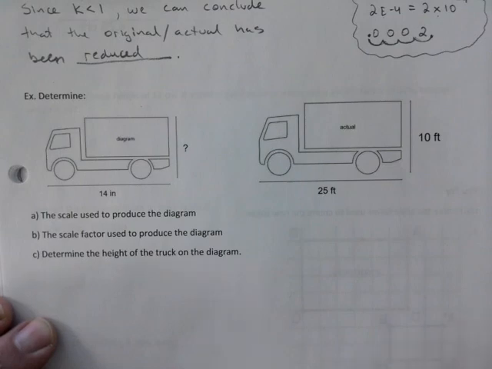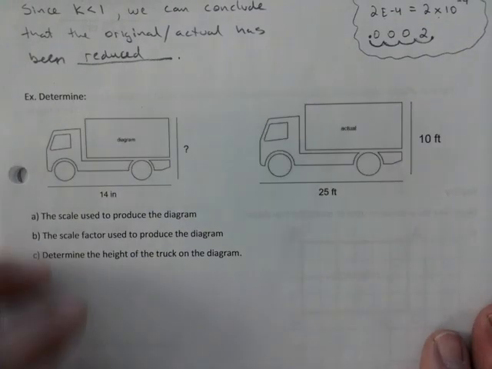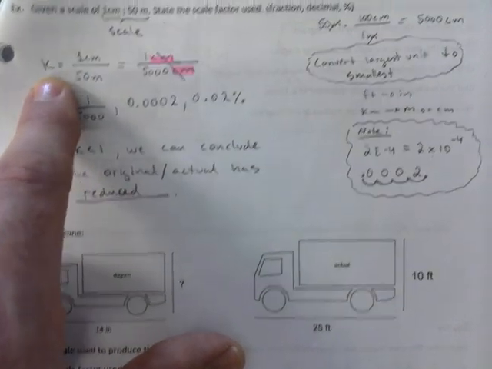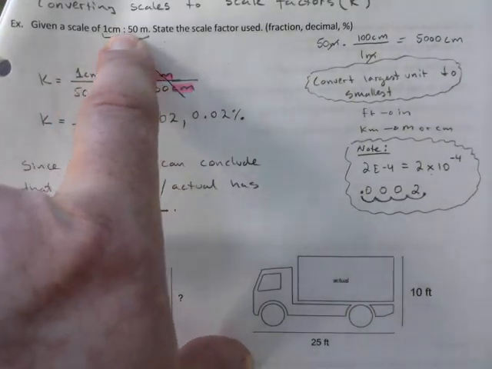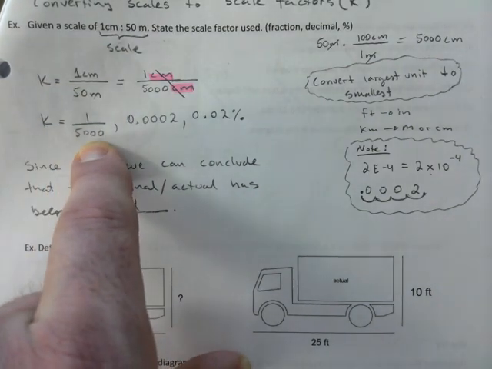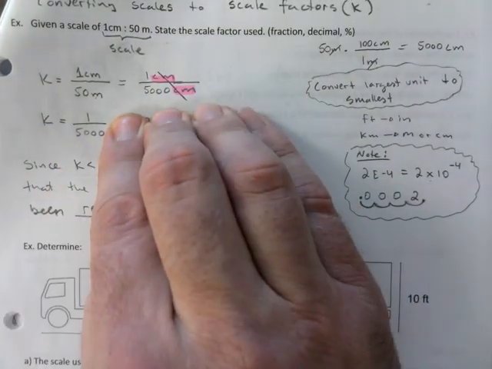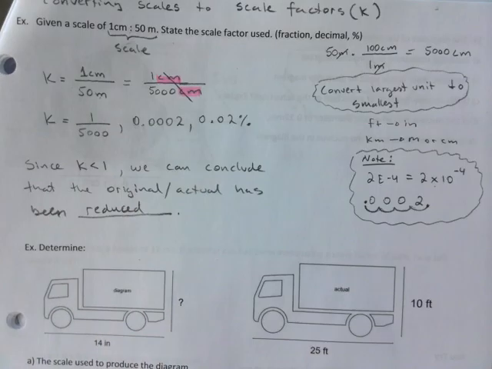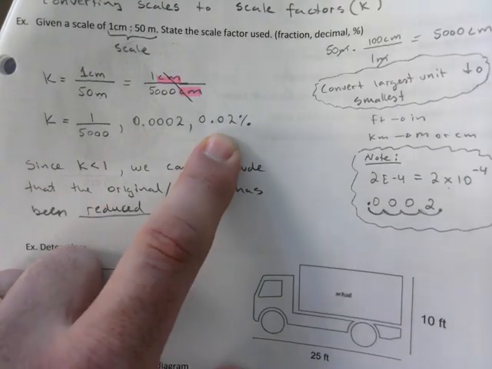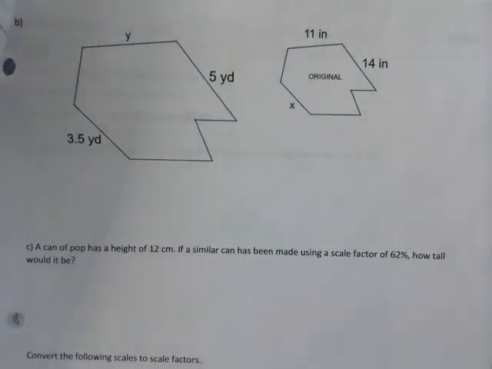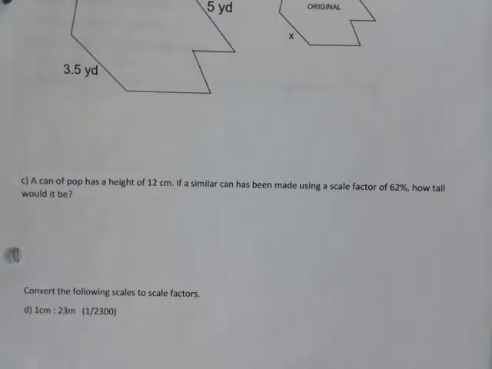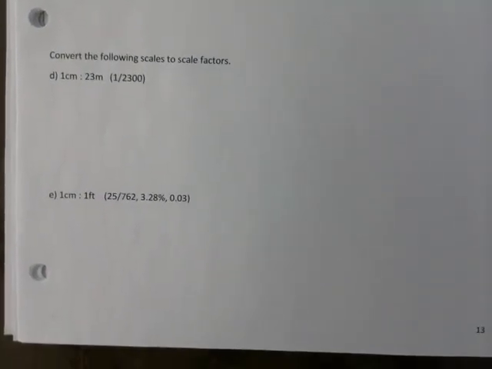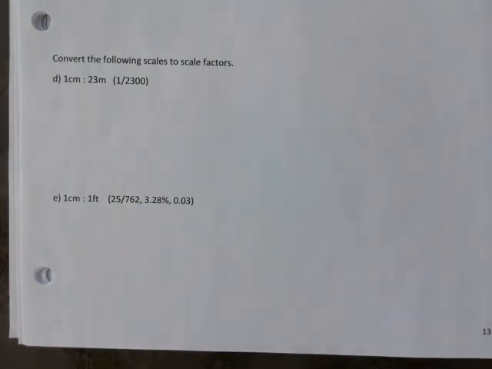I'm going to pause here for a bit and I'm going to ask you to try what I just did here. Do some converting and just turn the scale to a scale factor, which means you can technically stop there. As soon as it's a fraction without units, you're done. But I will encourage you to do decimal and percent as well. So let's come with me to page 13, and I'm going to ask you to do D and E real quick here.